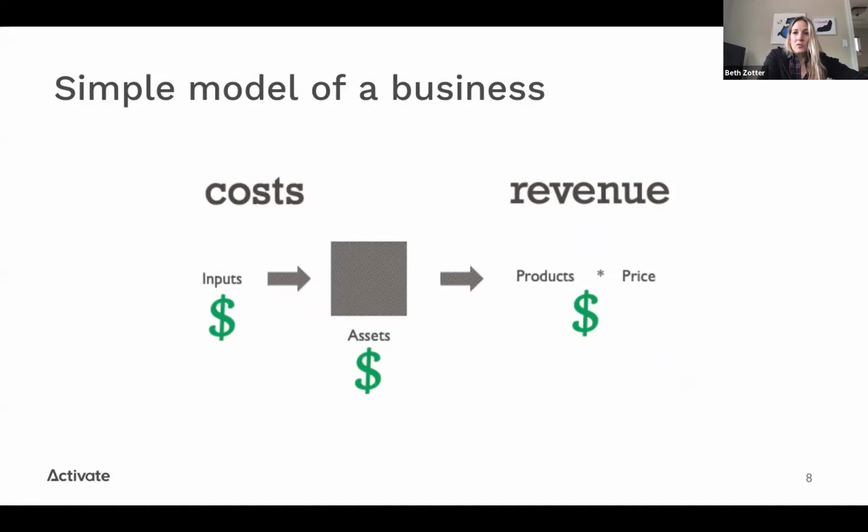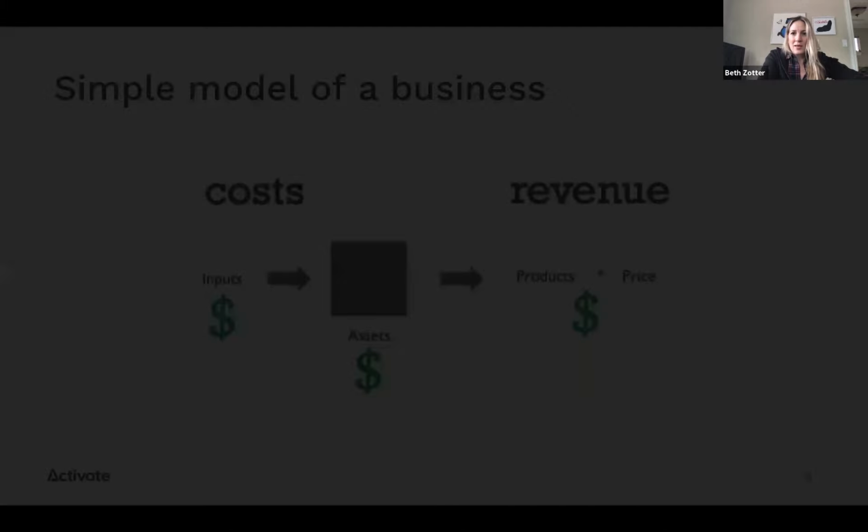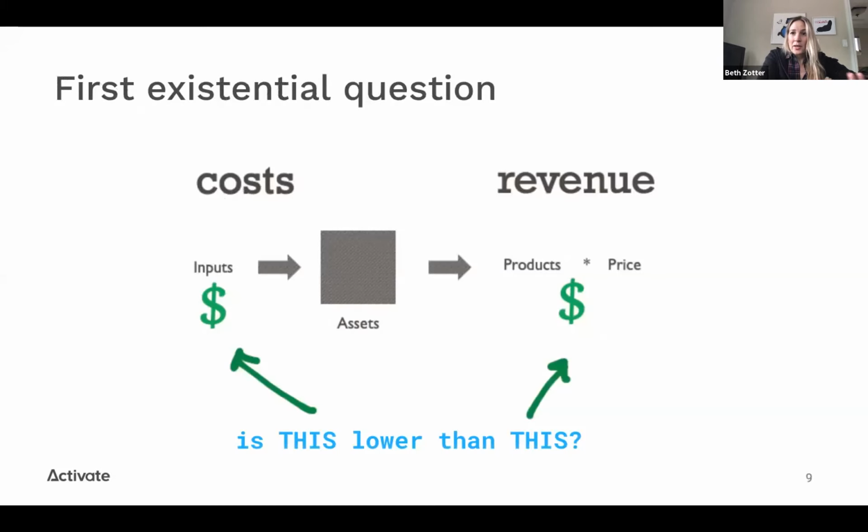There are two existential questions, I think, in the viability of a startup or any business, really. The first one is, ignoring the infrastructure required to manufacture your product, is the cost of just the inputs lower than the price that you can sell it for? That is the first back of the envelope calculation that you should be working on. And this is something I've actually learned as I've gone forward.